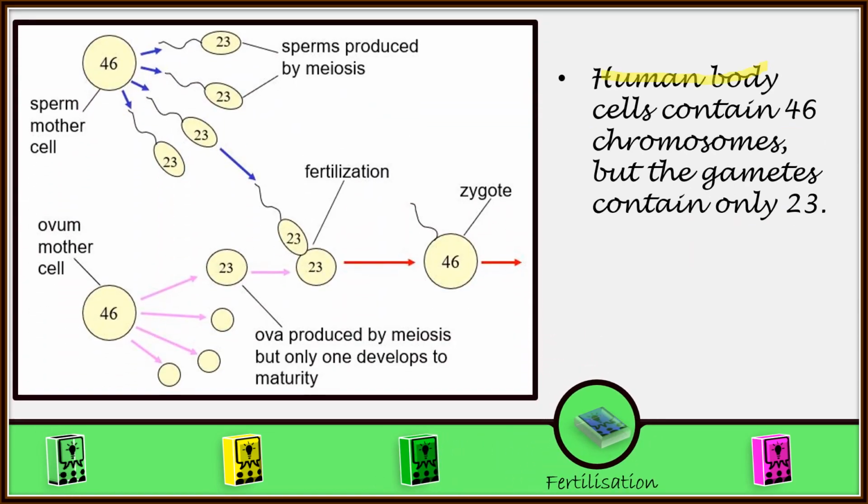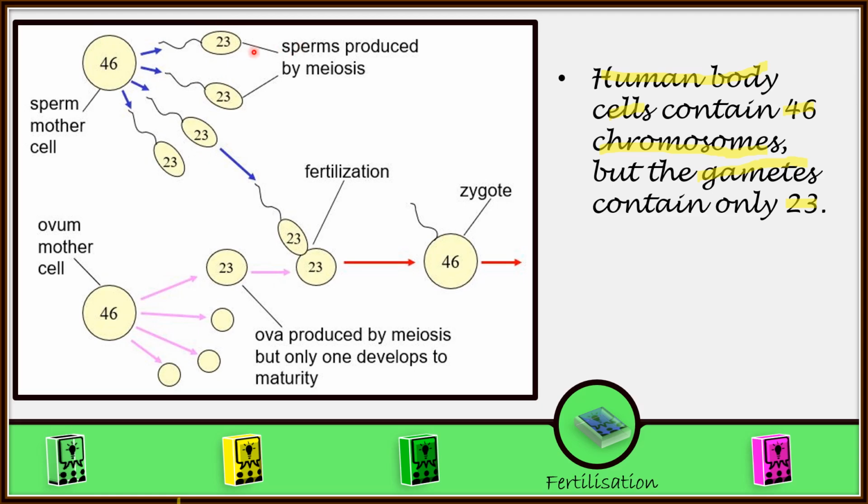In human body cells, they contain 46 chromosomes. That is a cell. But the gametes contain only 23 chromosomes. If you look here, this is a sperm mother cell. The sperm mother cell has 46 chromosomes. But when it undergoes cell division, it forms 4 sperms, which are the daughter cells. And each one is having 23, 23, 23, 23.